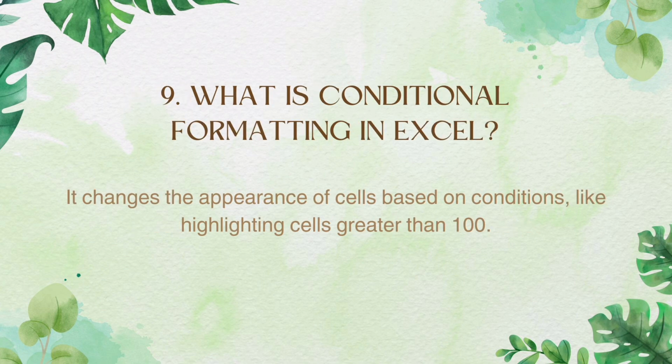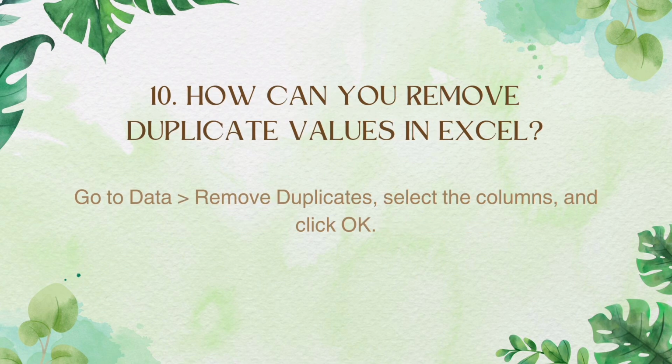Next question, what is conditional formatting in Excel? As the name suggests, it changes the appearance of cells based on conditions, like highlighting. For instance, if you want values greater than 10, or if your age is greater than 18, then you are eligible to vote. Next question, how can you remove duplicate values in Excel? This is simple. Initially, you have to go to the Data tab on the ribbon. There you can see Remove Duplicates. Select the column and click OK for the area you want to deduplicate.